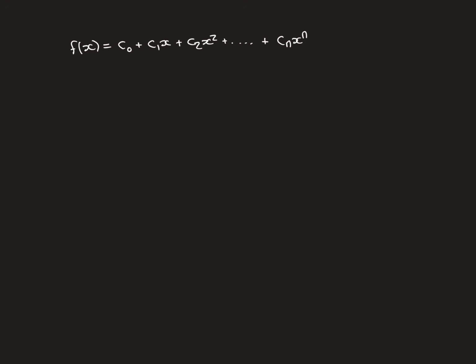So for example, c2 could be equal to 0. There might be no x squared term in our polynomial. That's absolutely fine. So some of these lower terms might have 0 coefficients.